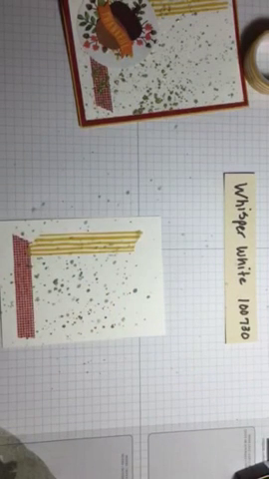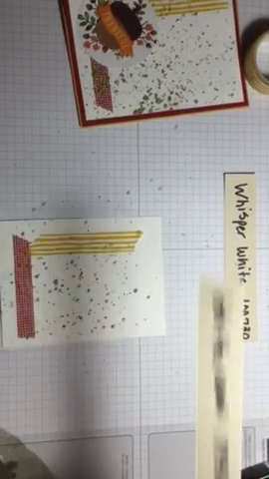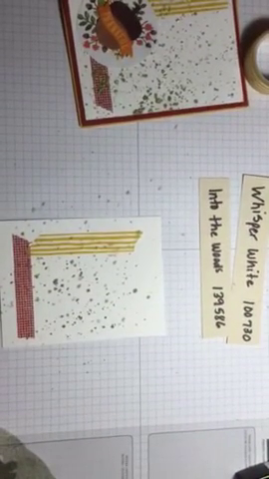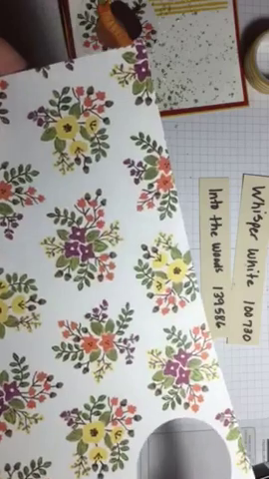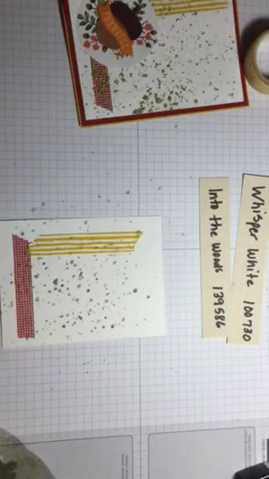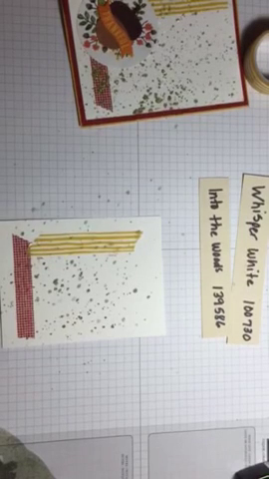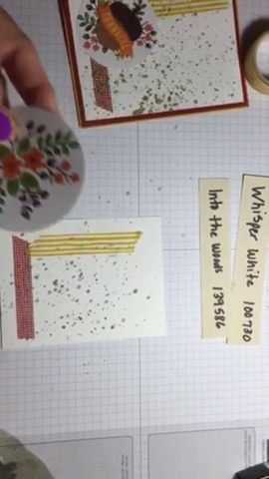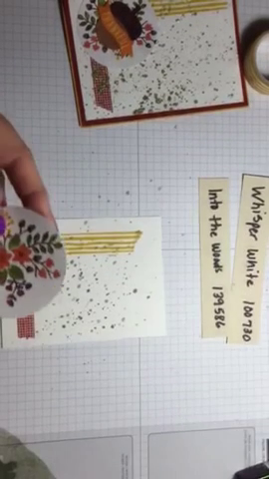And then I'm taking some of our new Into the Woods Designer Series paper. This is like this on one side, and it's actually a wood grain on the other. That's in our mini catalog. And I just punched out one of the circles of the flowers that you can see on here.